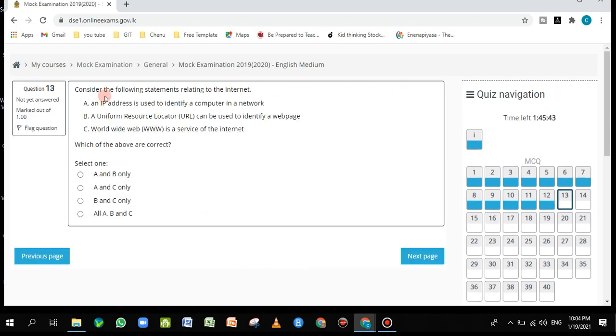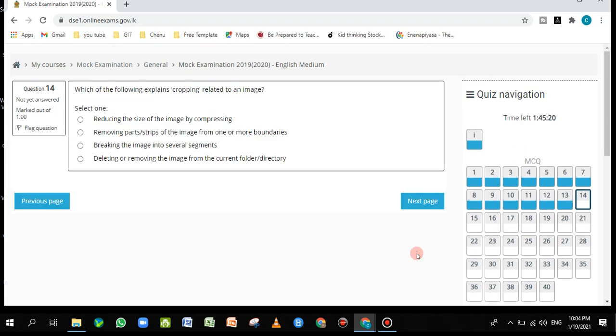It says consider the following statements relating to the internet. An IP address is used to identify a computer in a network. That is true. A uniform resource locator can be used to identify a web page. That is also true. World Wide Web is a service of the internet. That is also true. So all A, B and C is the correct answer.